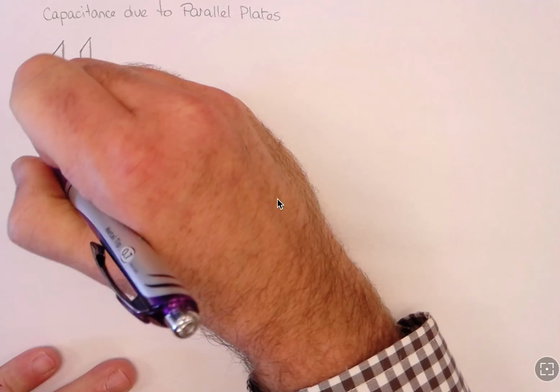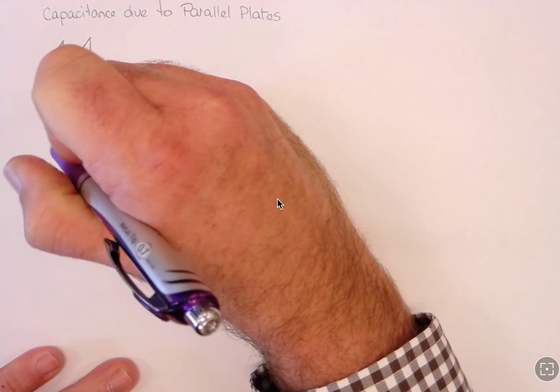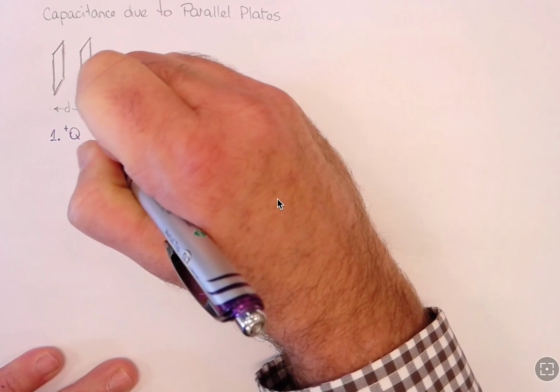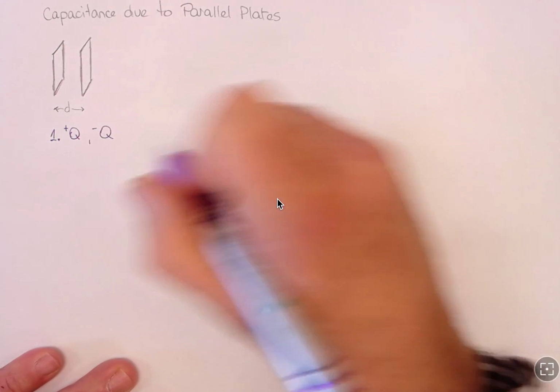In this recording, I'll be looking at the capacitance of a parallel plate capacitor. Most of these problems involve 4 steps. The first step is acknowledging that one of the plates is going to be charged with plus Q and the other plate is going to be charged with minus Q. We have to make that assumption.